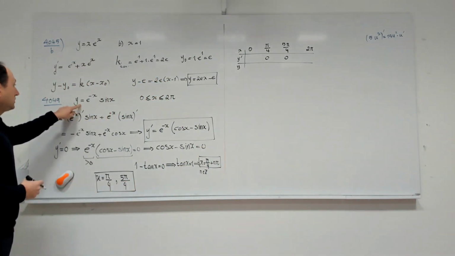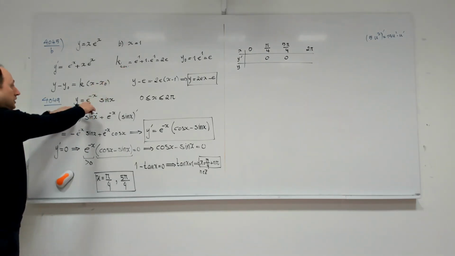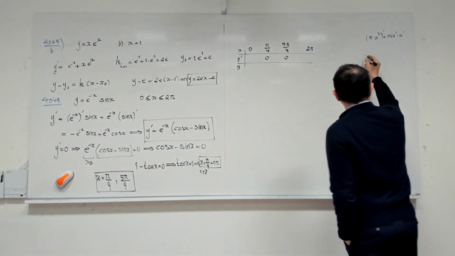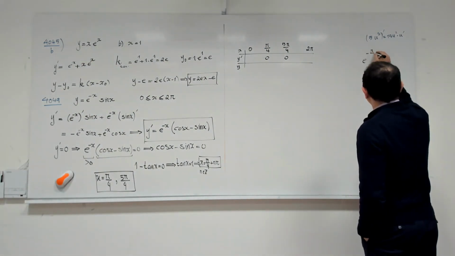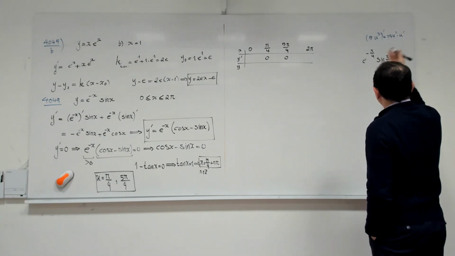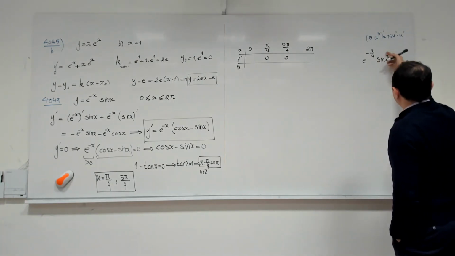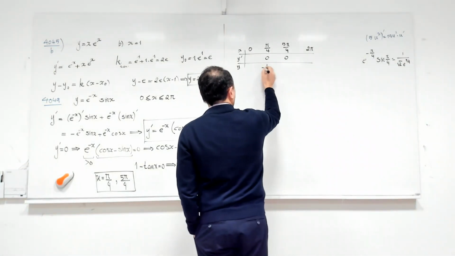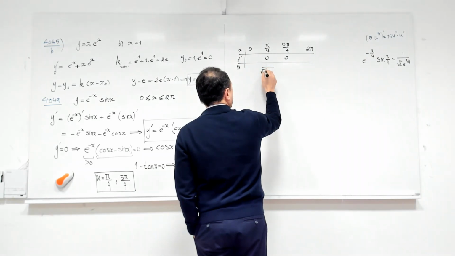So I go back to this function and put pi over 4 here. It becomes e to the power of minus pi over 4, and then I will have sine of pi over 4. We don't need to calculate exactly. This is 1 over square root of 2, so it becomes 1 over square root of 2 times e to the power of minus pi over 4. That's it, so you put that number here. I think in this problem they haven't asked you about this, but let me just write that.